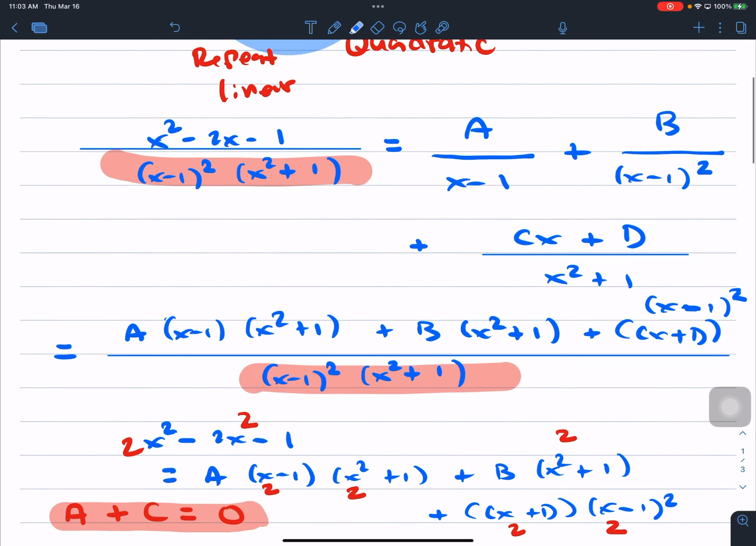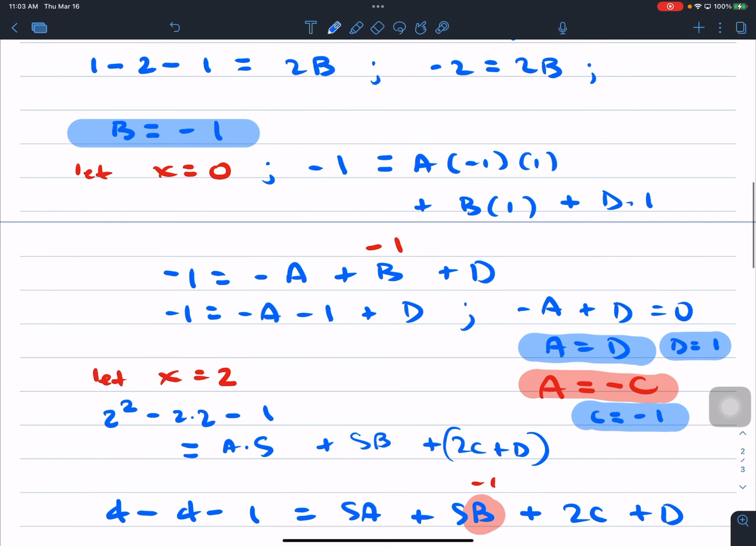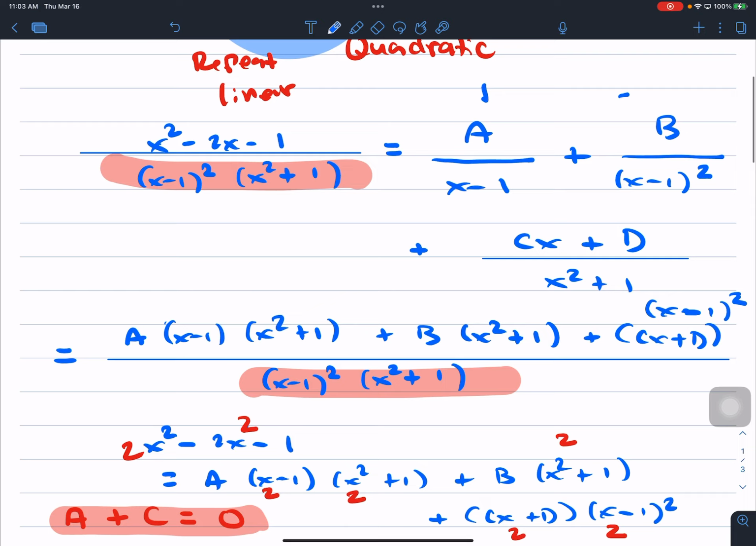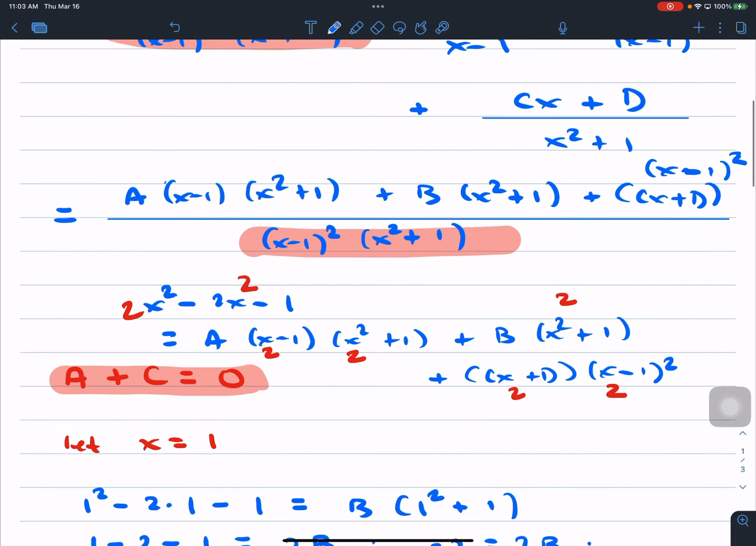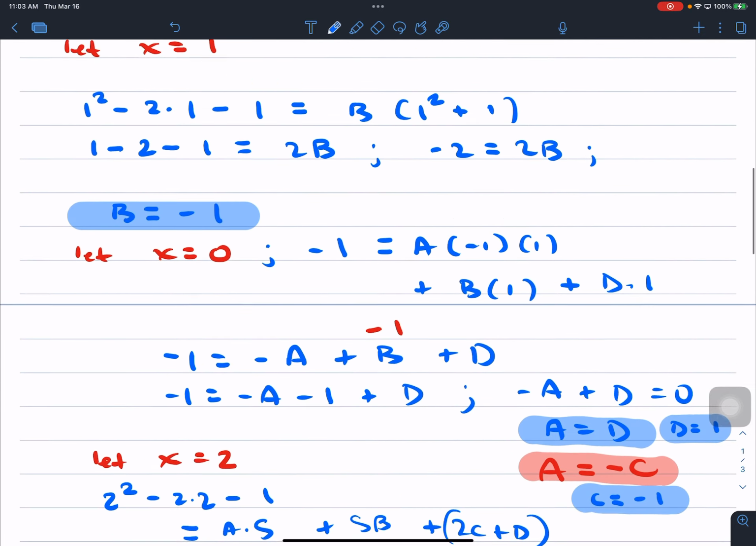So go back to your original question here. A is what? 1. What was B? Negative 1. Okay. And then what is C? C and D. What is C? C is negative 1, and D is positive 1.